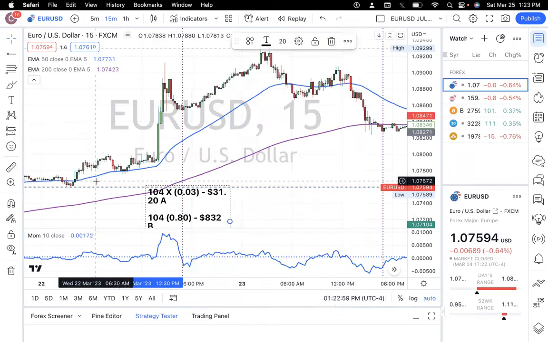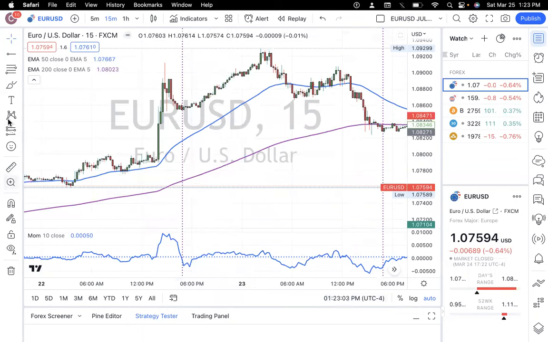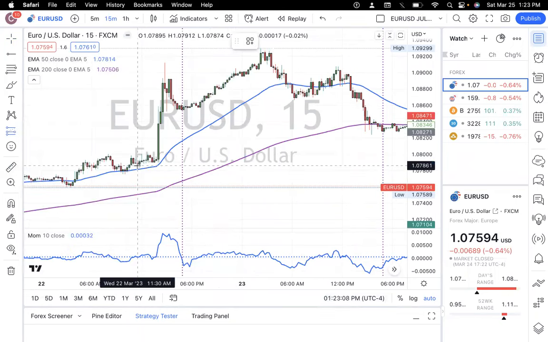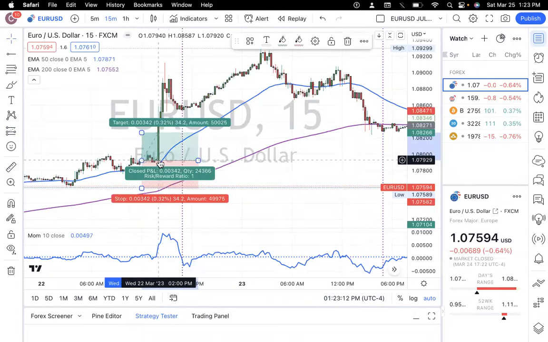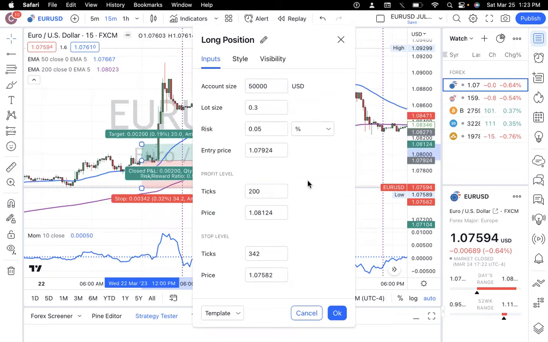of pips. And again, if we're going to be looking for a buy, instead of using the short position tool for a sell, you would use the long position tool for a buy. You will want the middle of the two boxes to be where your entry point is, and then you can click on it, and you want to modify your take profit and your stop loss levels.